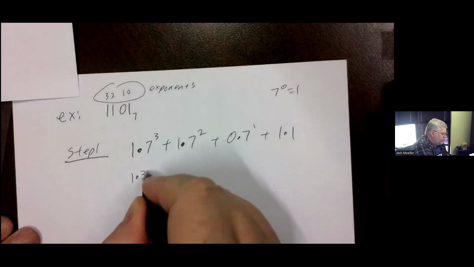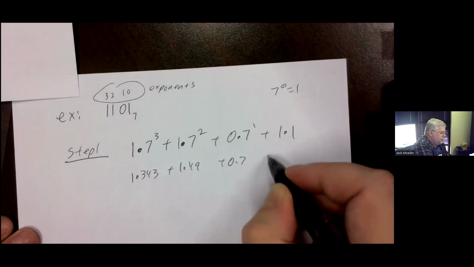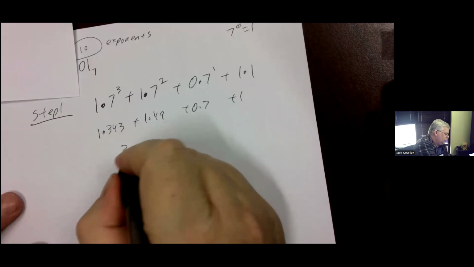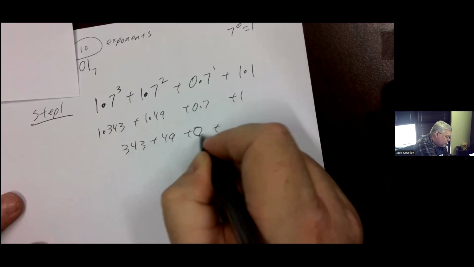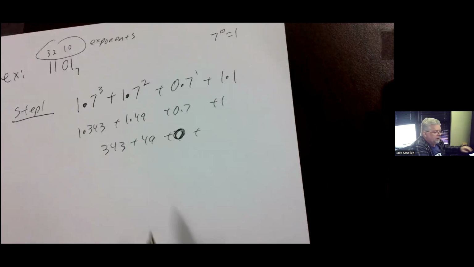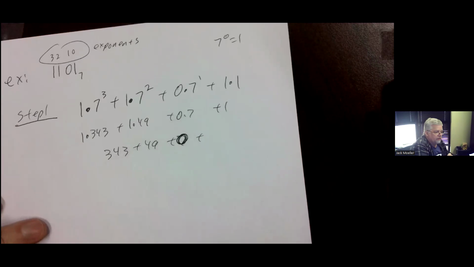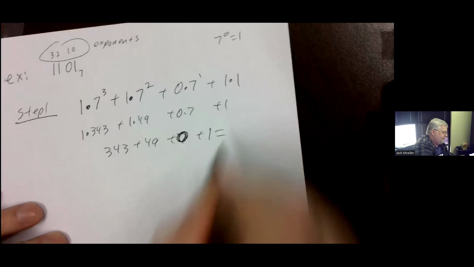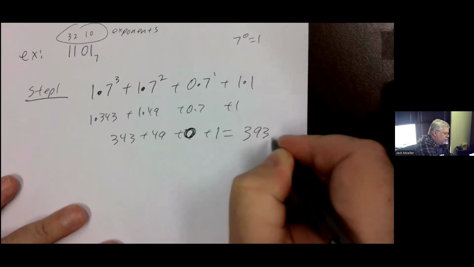And was it 343? Yeah. So that's 1 times 343 plus 1 times 49 plus 0 times 7 plus 1. So 343 plus 49 plus 7. I'm sorry, plus 0. That's probably an easy mistake to make that I just did there. My brain said 7, but we have 0 times that, so that is 0. And now we put the base. It's 393 base 10.